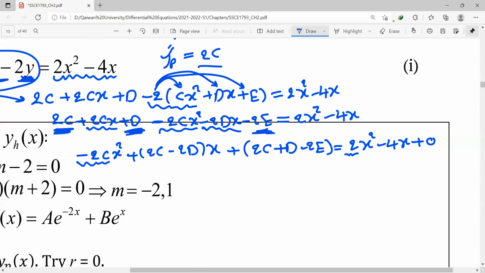What we do is we equate the coefficient of x squared on the left-hand side to the coefficient of x squared on the right-hand side. That means minus 2c equals 2.